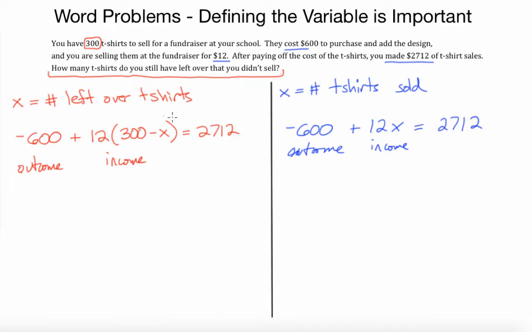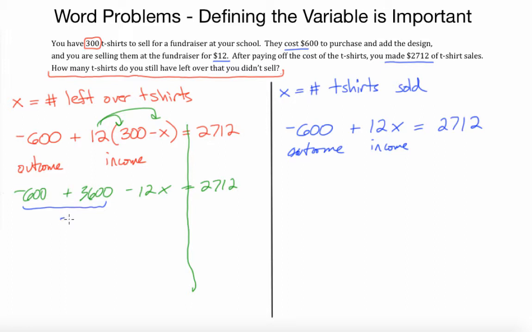So first step on the left, I'm going to draw my line down. I want to get x. I'm going to distribute the 12. So we've got negative 600 plus 3,600 minus 12x equals 2,712. All right, let's combine like terms and slowly work on isolating x. So negative 600 plus 3,600 is 3,000 minus 12x equals 2,712. I'm going to subtract 3,000 from both sides.